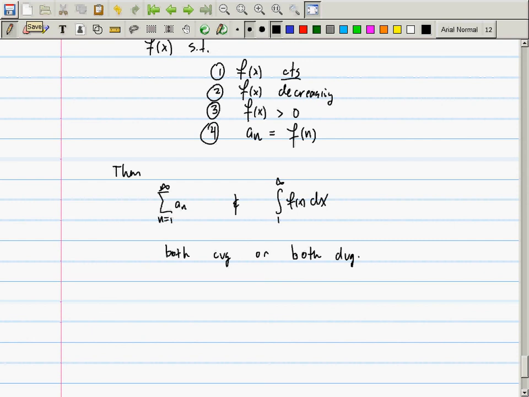Generally speaking, you want to avoid using the integral test, honestly, because if you use the integral test, you need to show that you can use it. You have to show all of these things. You got to show it. If you don't show it, then you haven't demonstrated that you can use the integral test, so you can't use it. Second, even if you successfully show that you can use the integral test, then you have to integrate.